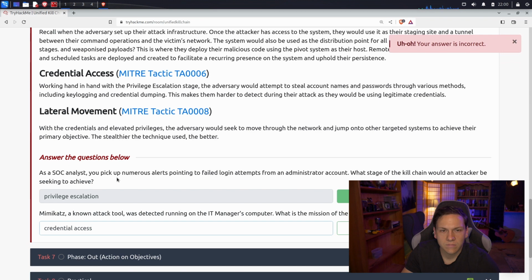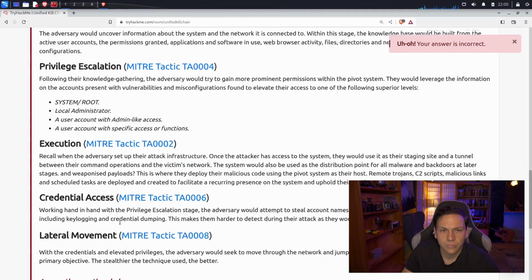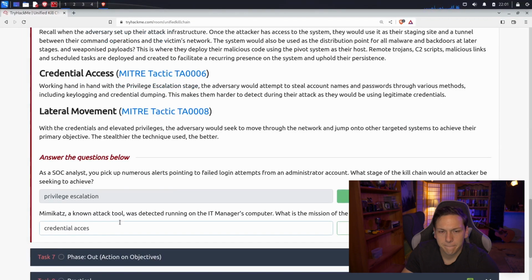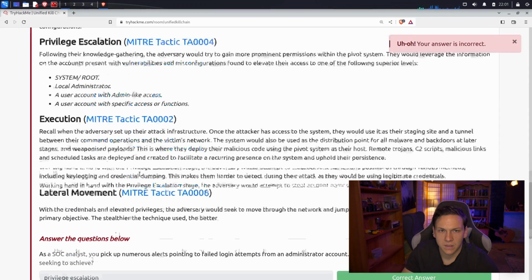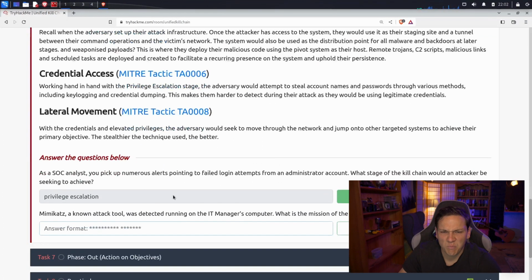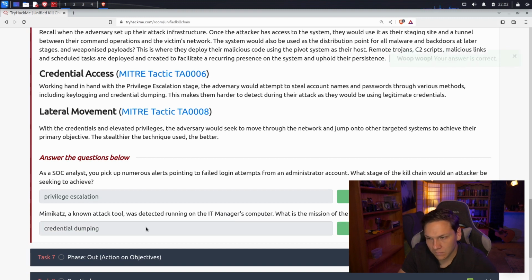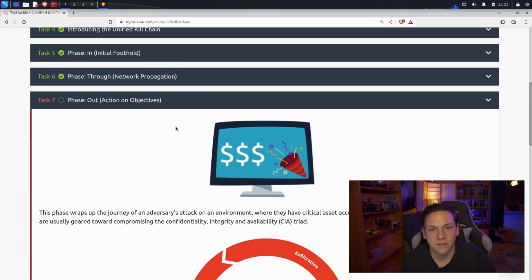No? Is it lateral movement? This is weird. Credential dumping. There we go.